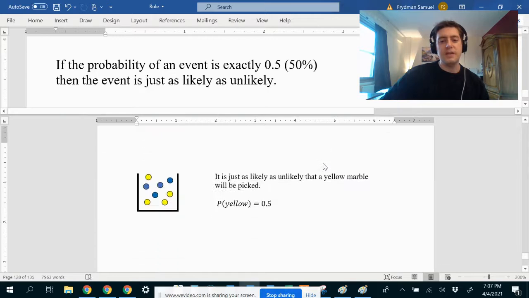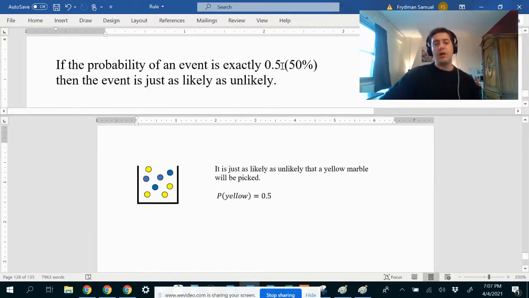Okay, so what does it mean for a probability to be 0.5? If the probability of an event is exactly 0.5, or moving the decimal point 2 spaces to the right, 50%, then the event is just as likely as unlikely. For example, over here I have another box with some blue and yellow marbles, except this time there are exactly as many yellow marbles as blue. I have 1, 2, 3, 4 yellow marbles, and 1, 2, 3, 4 blue marbles.